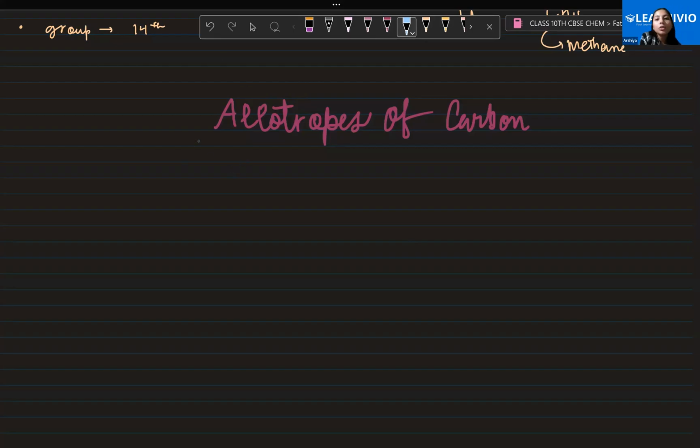Okay. So before going into specifically allotropes of carbon, I want to explain what allotropes are. Do you know what allotropes are? No. Okay. So it's basically different physical forms in which an element can exist. So allotropes are basically of the same element, right? It's the same element that's occurring in different forms. So different physical form.